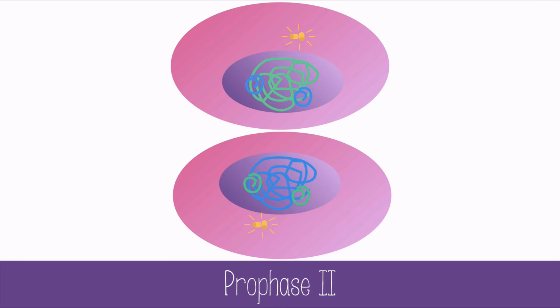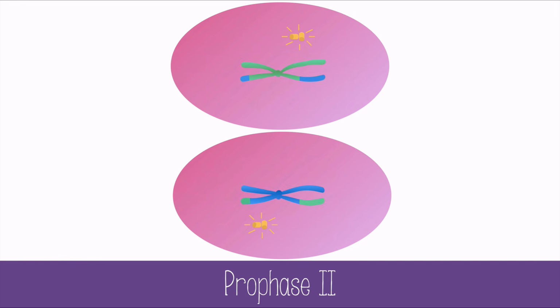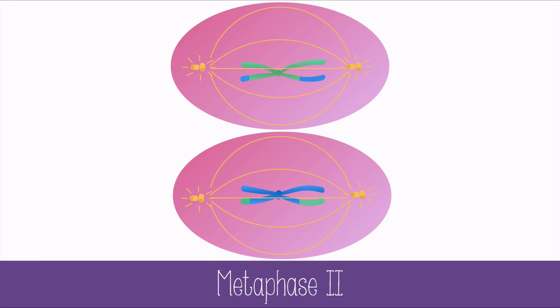During prophase II, the chromosomes reform and the 2 nuclei break apart. Then the centrioles send out spindle fibers and connect to the centromeres of the chromosomes. During metaphase, the chromosomes line up at the center. This time, it's in the same direction as it would be in mitosis.